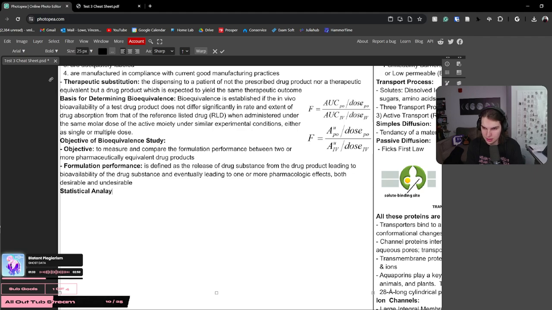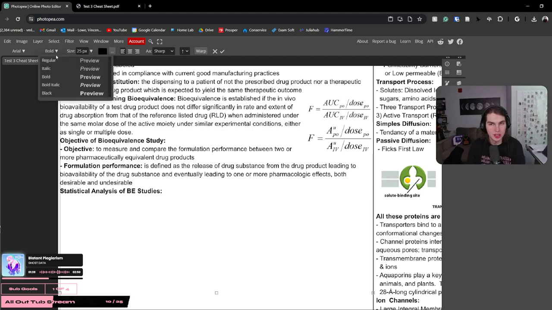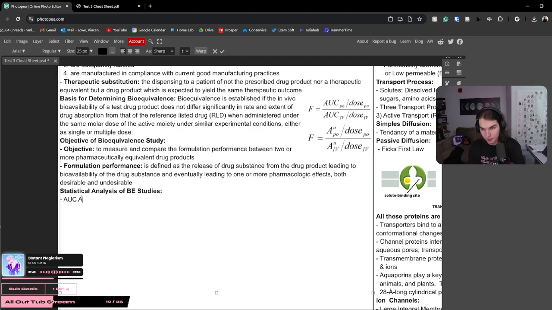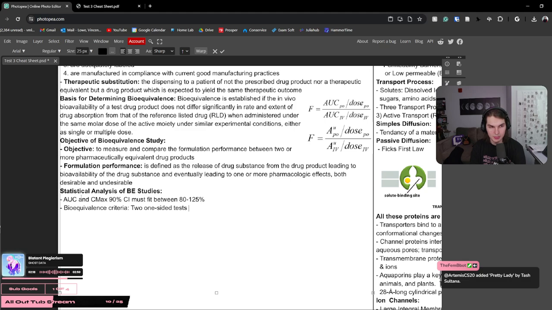Statistical analysis. How do I type? So chat, in case you don't know as well, bioequivalent studies are commonly referred to as BE studies because bioequivalence. Look, scientists are trained to be lazy, chat. When I say 90% CI, is 90% confidence interval, must fit between 80 to 125%. This is just actually something from guidance, chat, from FDA specifically. Bioequivalence criteria. This is for a two one-sided test procedure.